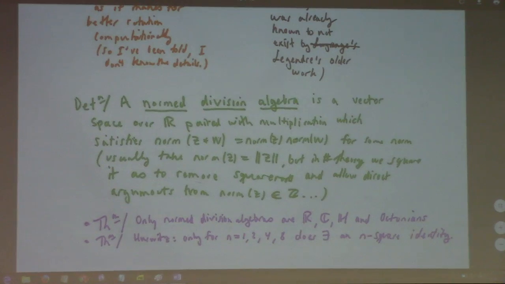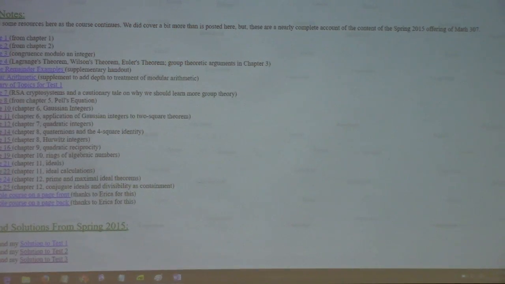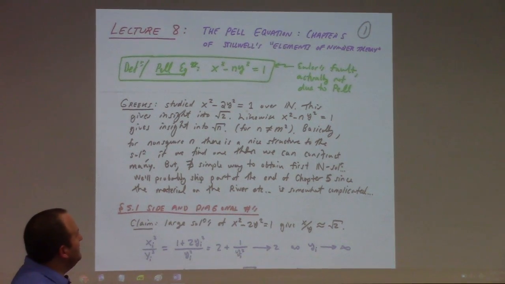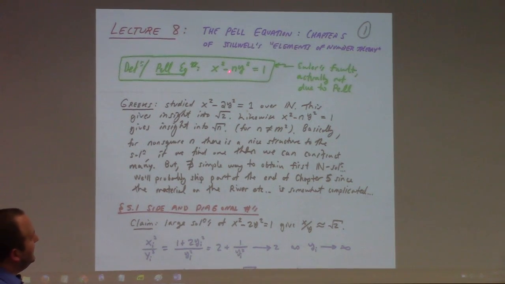So let's go back to the start. Oops, too far. Pell's equation. So Pell's equation is x squared minus ny squared equals 1. By the way, this isn't actually Pell's equation. Euler called it Pell's equation, but apparently that was a misnomer. It's older than that. But we can analyze Pell's equation using some of the number systems that we've discovered, invented. Anyway, we've studied them this semester.